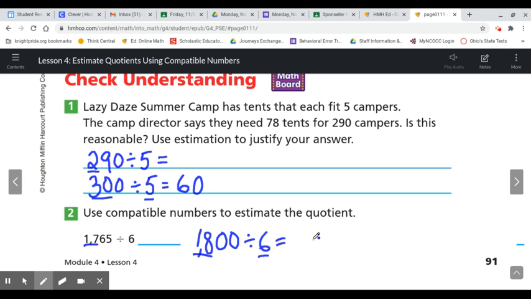18 divided by 6 would be 3. And then there are 2 zeros left, so I would put those here at the end for my answer. So estimating the quotient, we're not finding the exact quotient, we're finding a close guess. That's our estimation of 1,765 divided by 6 is going to be close to 300.